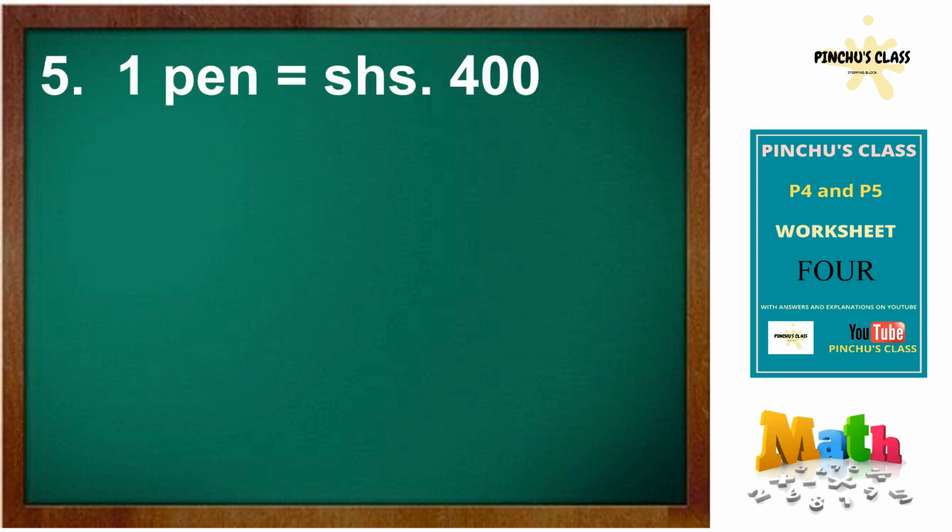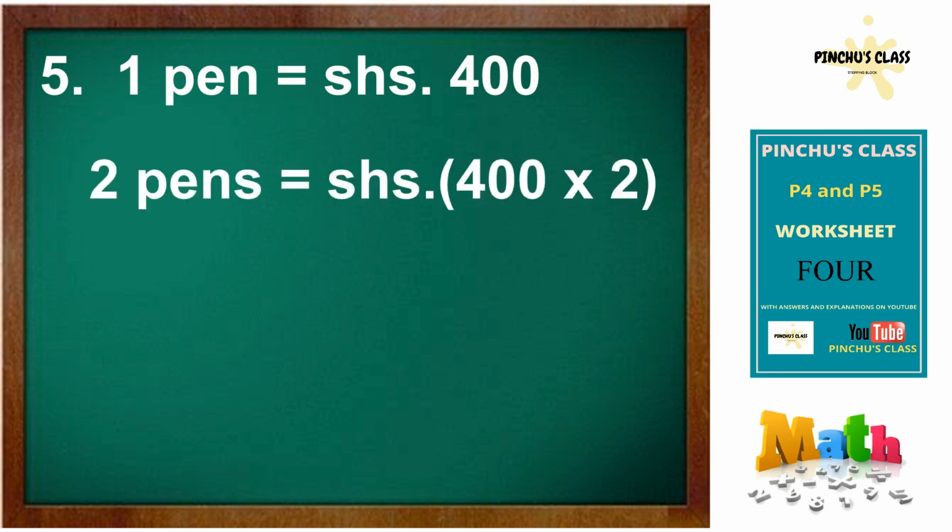Then number 5, they have told us a pen costs 400 shillings. Find the cost of 2 similar pens. Now we know that 1 pen costs how much? 400 shillings. Therefore for 2 similar pens, we're going to get 400 times 2, and that gives us 800 shillings.